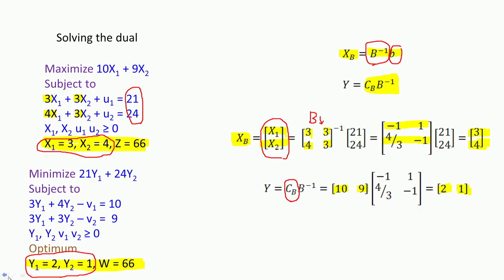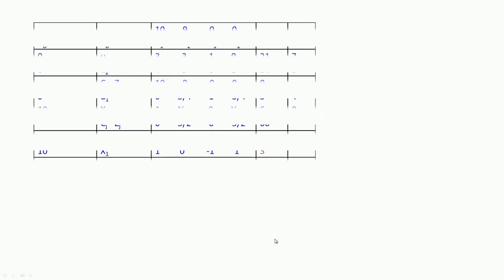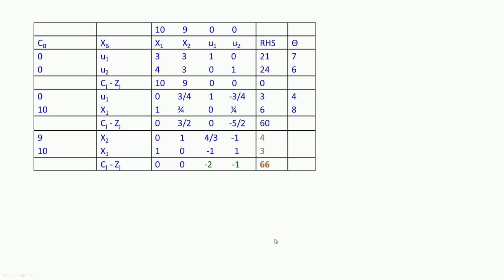So the optimum solution to the dual is 2 and 1, with y1 equal to 2 and y2 equal to 1. So we could do this. In fact, it is also possible to show that simplex does exactly that, and we will see how simplex does exactly that. So we now go back to the simplex table.